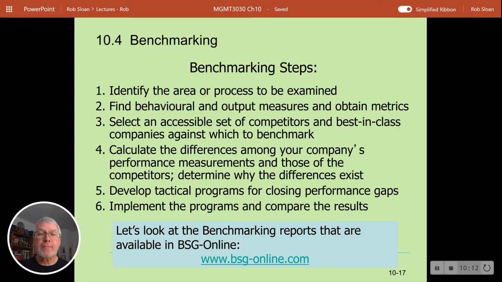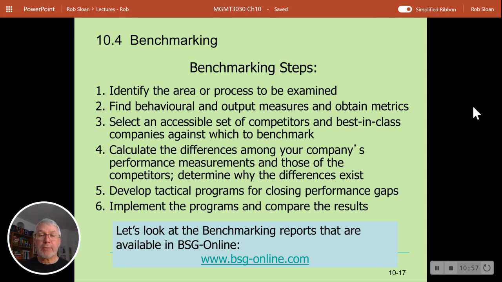When it comes to benchmarking, there are some steps to go through: identify the areas or processes to be examined, find the behavioral or output measures, and obtain metrics for your own company. Then select an accessible set of competitors or a best-in-class company against which to benchmark, and calculate the differences between your measures, your performance, and those of your competitors. Find out where the differences exist and try to understand why. Then you develop tactical programs to close those performance gaps. You implement the programs and compare the results. Over time, the organization will become more effective.